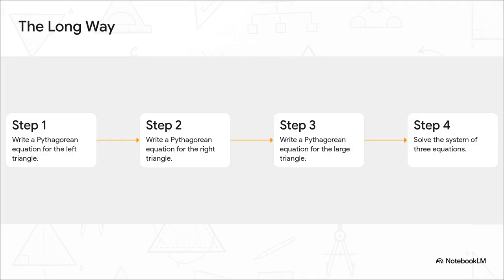Well, the long way is, frankly, a nightmare. You've actually got three right triangles all packed into this one shape. The small one on the left, the medium one on the right, and the big one overall. You'd have to write out three separate Pythagorean equations and then weed through this swamp of algebra to solve them all together. I mean, it works, but there has to be a better way.